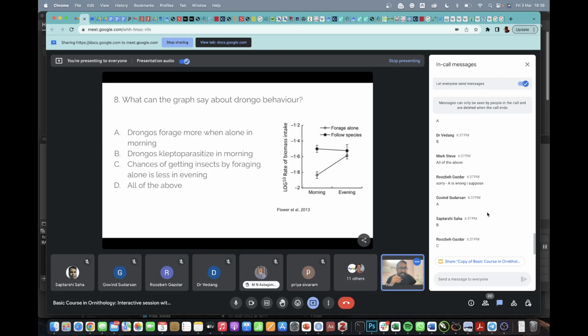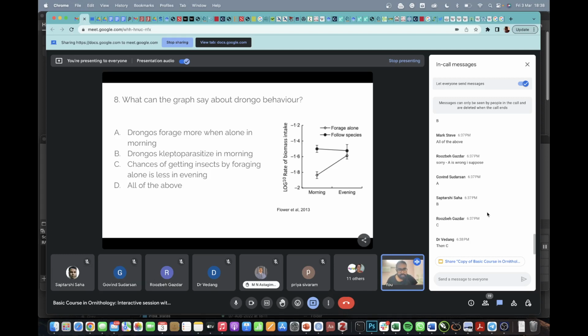Basically on your x-axis is the morning and the evening time, a categorical variable. On the y-axis is the rate of biomass intake. Don't worry about the log part. It's just so that if there is a huge difference between the biomass intake, the log reduces the scale and makes it palatable to see in the graph.